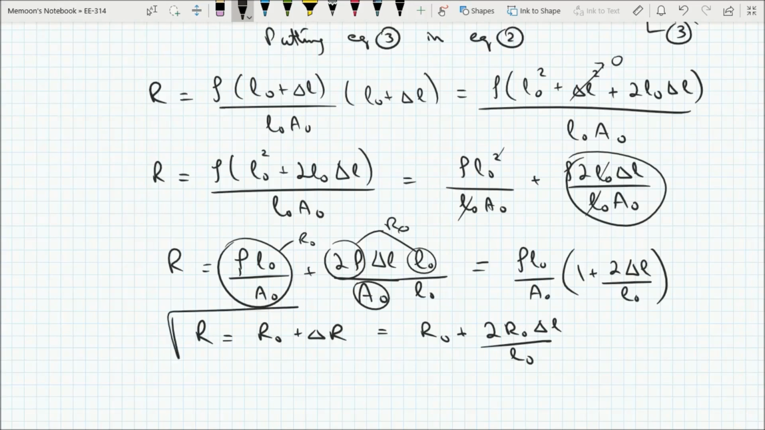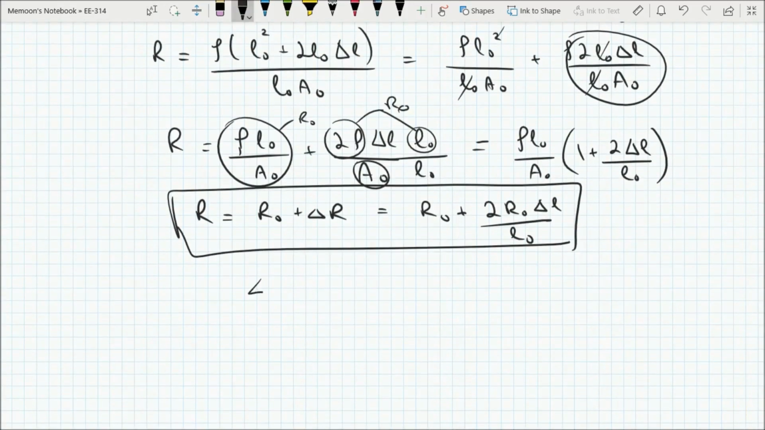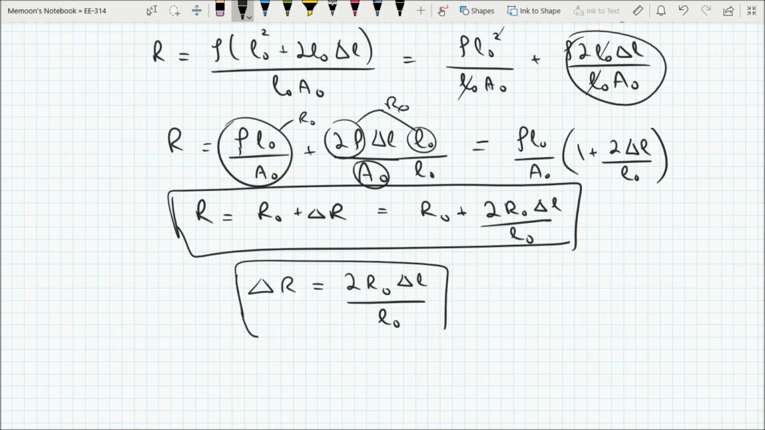So this is the expression of R that you are getting, and this means that your delta R is equal to 2 R naught into delta L over L naught, and that will define the sensitivity of your strain gauge. And this delta L over L naught, you can see here, is actually the strain produced by that force applied on that metallic structure.